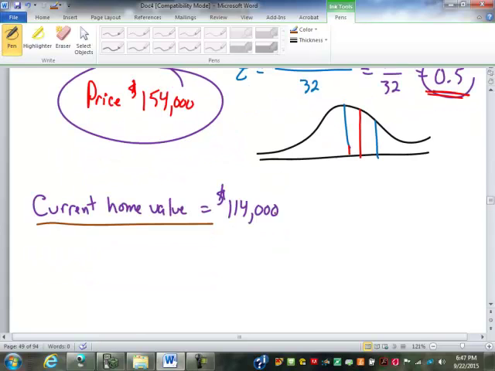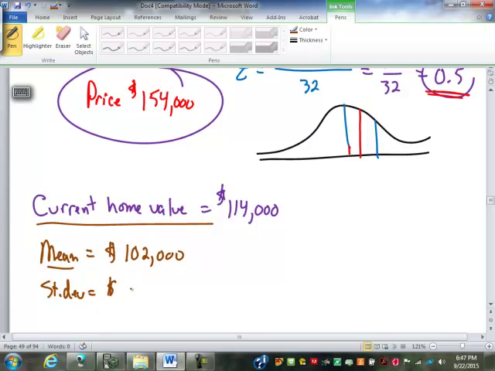So let's say that where you currently live, the mean cost of a 3-bedroom, 2-bath home is $102,000, with a standard deviation of $24,000. To find the Z-score for your home in this location, yours is 114. Again, I'm going to leave the zeros off. Just 114 minus what? Subtract the mean, which is 102, and divide by the standard deviation, which is 24.